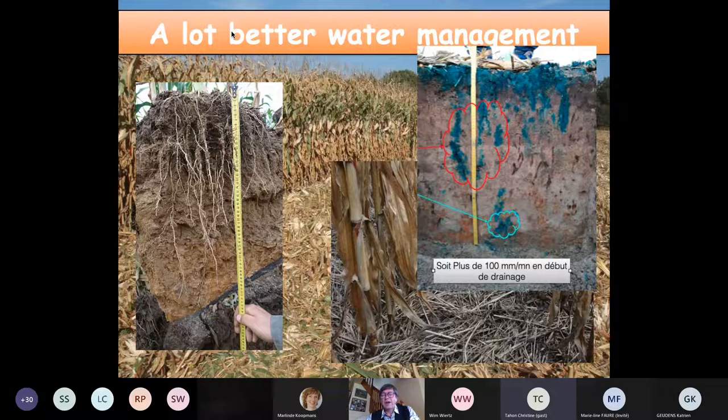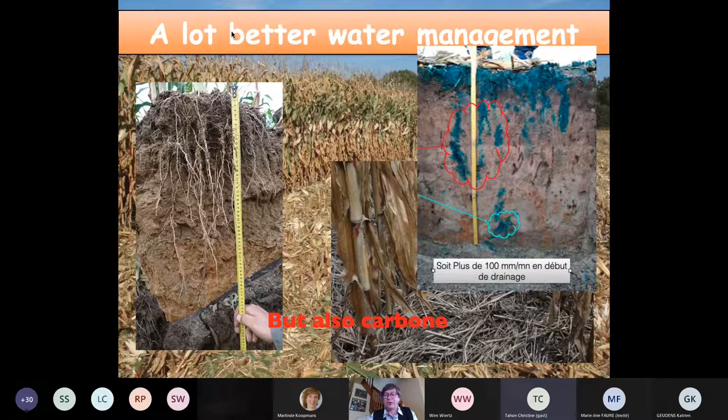We colored the water that we put on the soil with blue, in an infiltration test on one of my fields. And we got 100 millimeters a minute at the beginning of infiltration. It's amazing. I was even myself amazed at the amount of water my soil could soak at the beginning. And the soil can soak the water because there are big channels that let the air get out of the soil as the water is getting in.